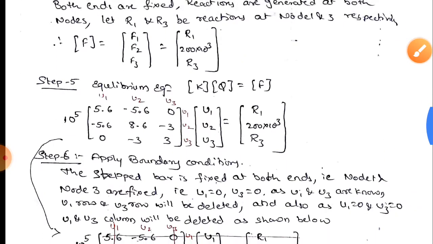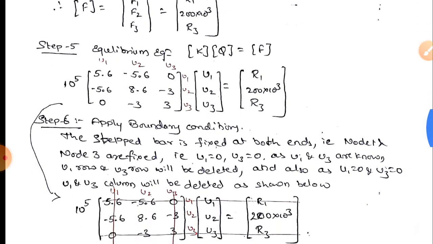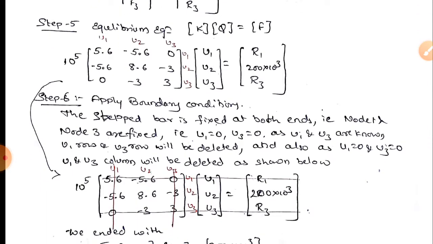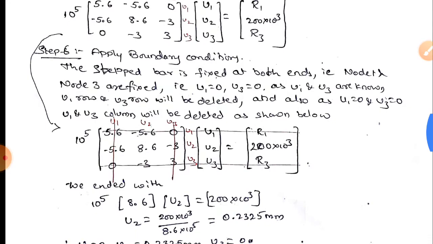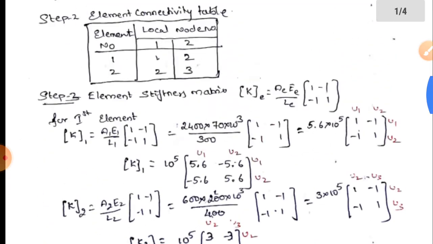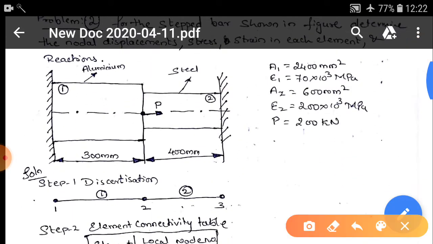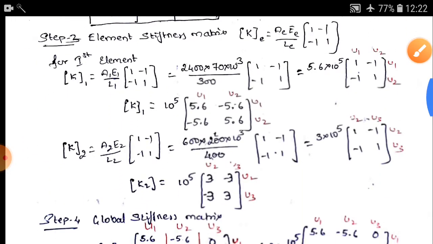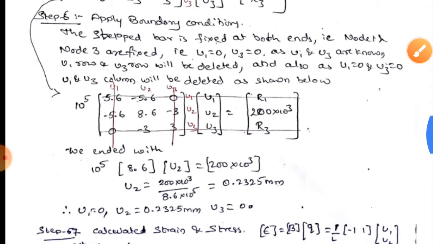Now write the equilibrium equation: K into Q is equal to F from your global matrix. Next is step 6, apply boundary conditions. What are the boundary conditions in this problem? Node 1 and node 3 are fixed, that is u1 is equal to 0 and u3 is equal to 0.